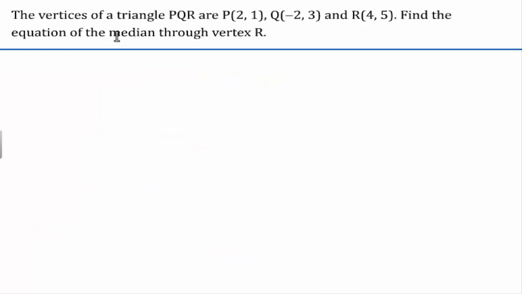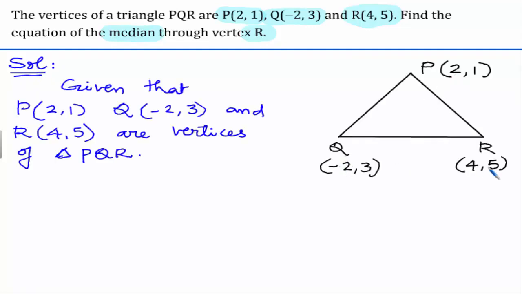In this question, the vertices of triangle PQR are given as P is (2, 1), Q is (minus 2, 3) and R is (4, 5). We have to find out the equation of the median through the vertex R. Let's see the solution for this, and let us draw the figure according to the question. Given that P, Q, R are the vertices of the triangle PQR with the given coordinates, P is (2, 1), Q is (minus 2, 3) and R is (4, 5). Now we have to find out the equation of the median through the vertex R. That means here is the median.